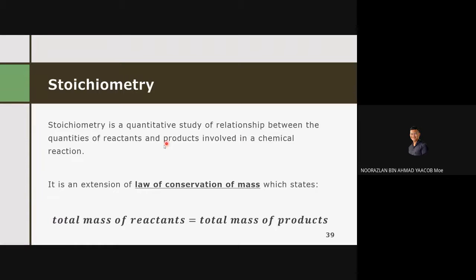Alright, so involved in the chemical reaction. Jadi what it is, stoichiometry ni, dia adalah kita tengok hubung kait quantity reactant dengan produk. So kita tengok hubung kait tu, kita gunakan law of conservation of mass. So law of conservation of mass, what it means is that you cannot create matter, you cannot destroy matter. So what you start with, you will end up with the same thing.